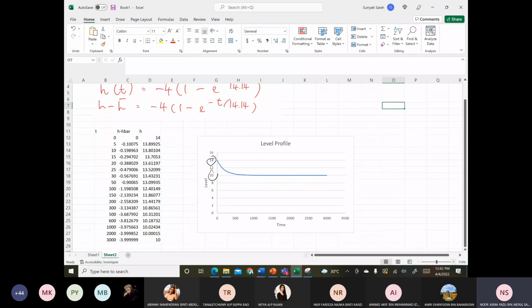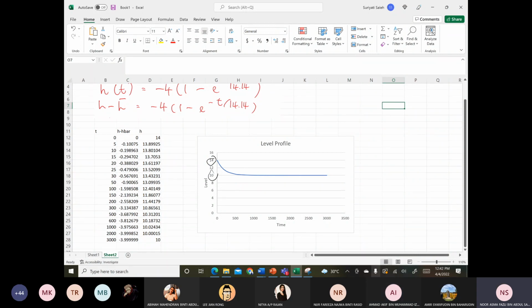Yes. So back to the question, when will it reach 0? When will the level reach 0 height? That means it becomes empty. It will never reach empty. Yes, correct. It never reaches empty.